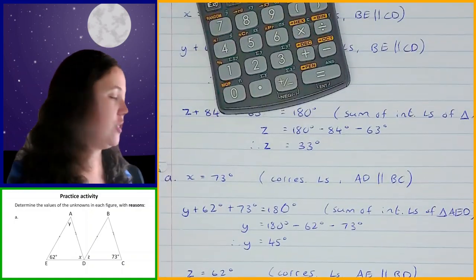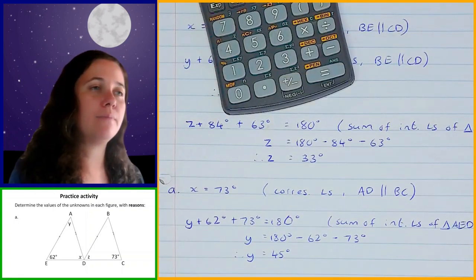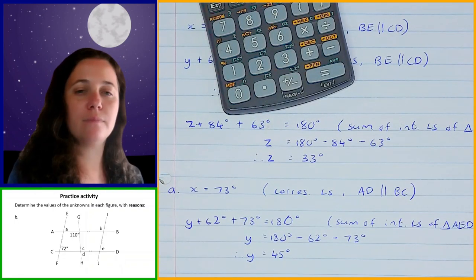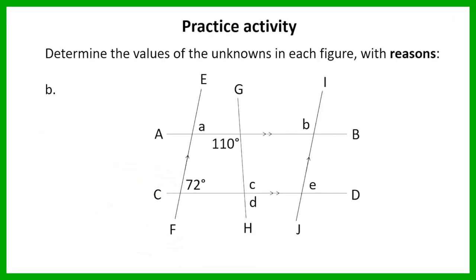Now we're going to go on to question B. In this question, we have got AB, which is parallel to CD. We also have EF parallel to IJ. And we've got this other line over here, GH, which is not parallel to anything. We've been told these two angles are 72 degrees and 110 degrees. And you need to work out the size of A, B, C, D, and E. I'm going to give you 3 minutes for this question.